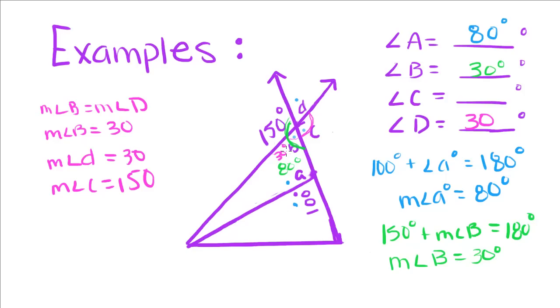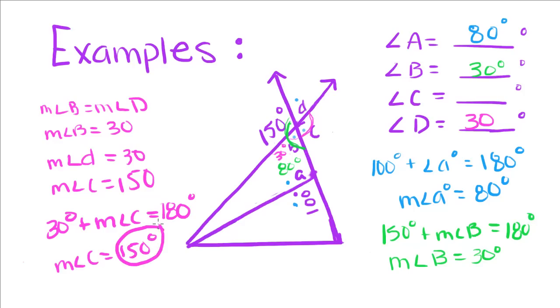So if we add the measure of angle B, which we found to be 30 degrees, plus the measure of angle C and set it to 180 degrees because they're supplementary angles, if we subtract 30 from both sides, we'll get 150, and either way, it still gives you 150 degrees for your answer.